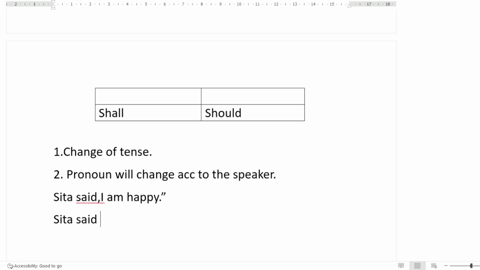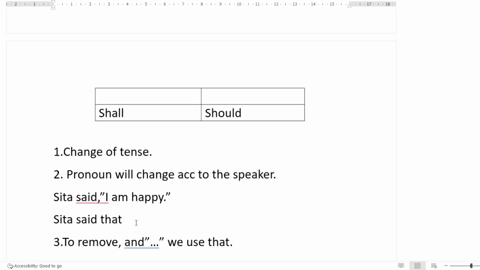The third and the most important rule, which I'm going to say next, is to remove the comma and inverted commas from direct speech. In declarative sentences, we use that. This was the third rule, that is to remove comma and inverted commas, and in declarative sentences we use that. So, Sita said that.